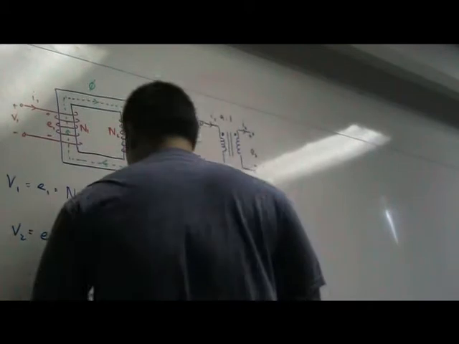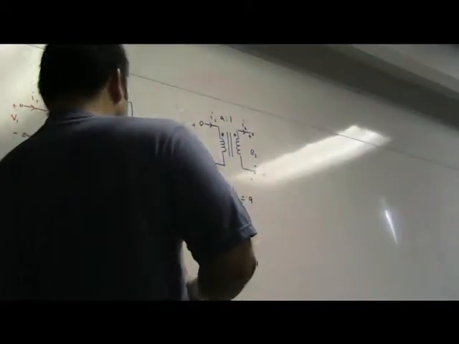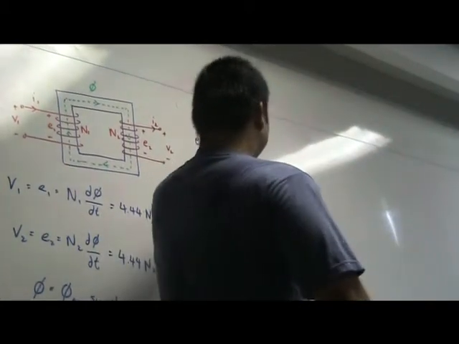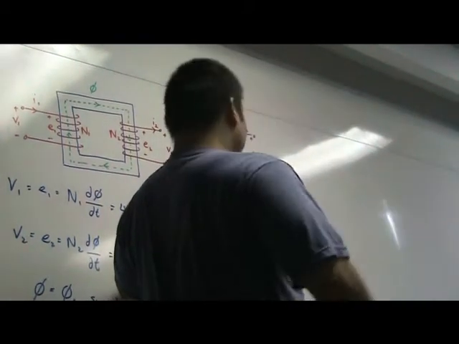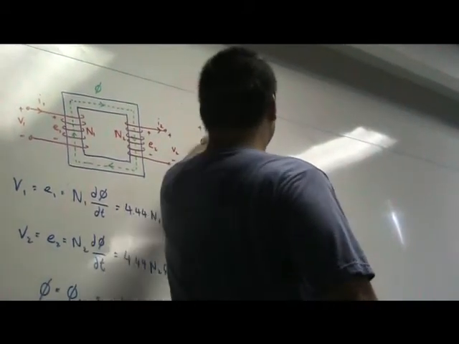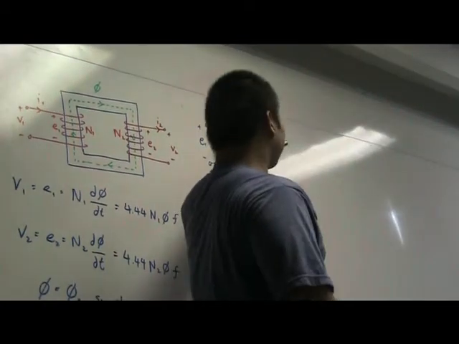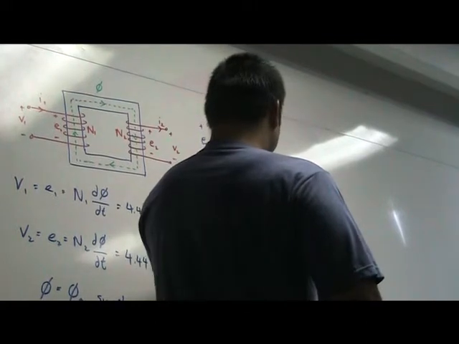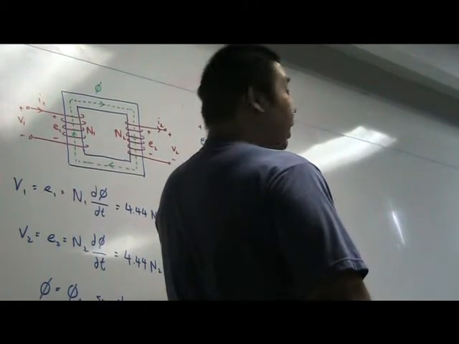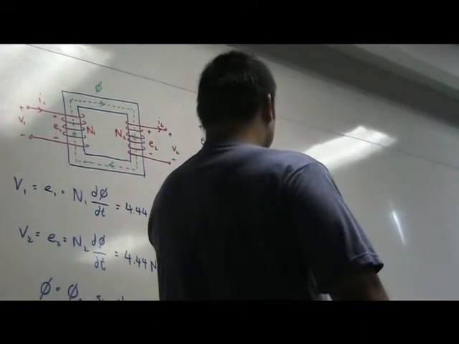If you take the ratio of E1 over E2, you get N1 over N2, and that's the turns ratio a. Now the apparent power in an ideal transformer: the input power E1 I1 must equal the output power E2 I2. When you rearrange, I2 over I1 will be E1 over E2, and that will be a, or N1 over N2.